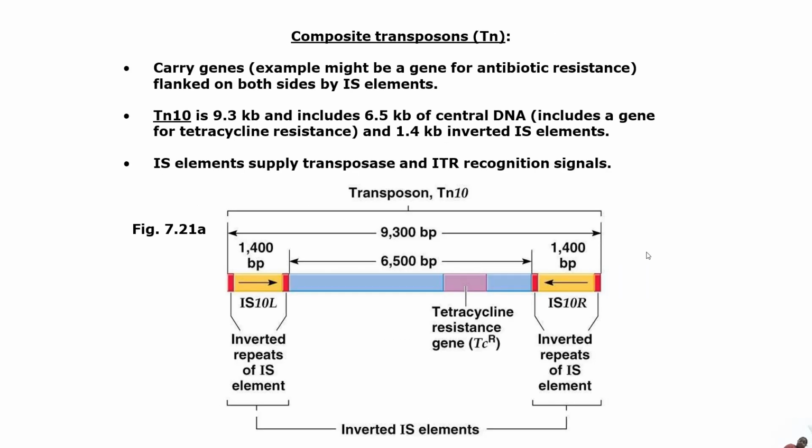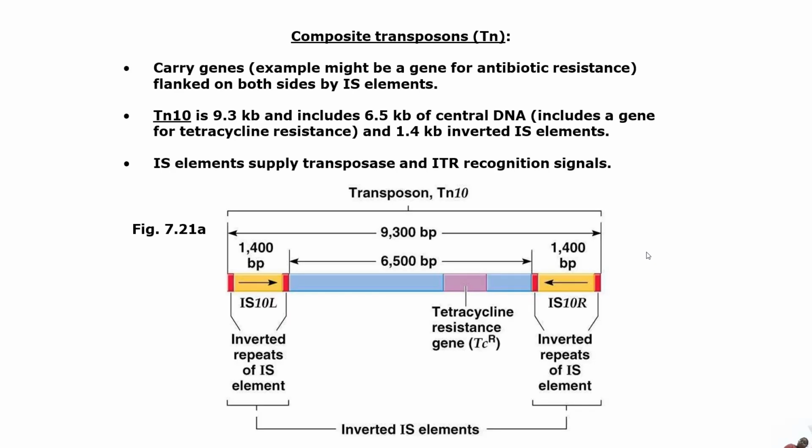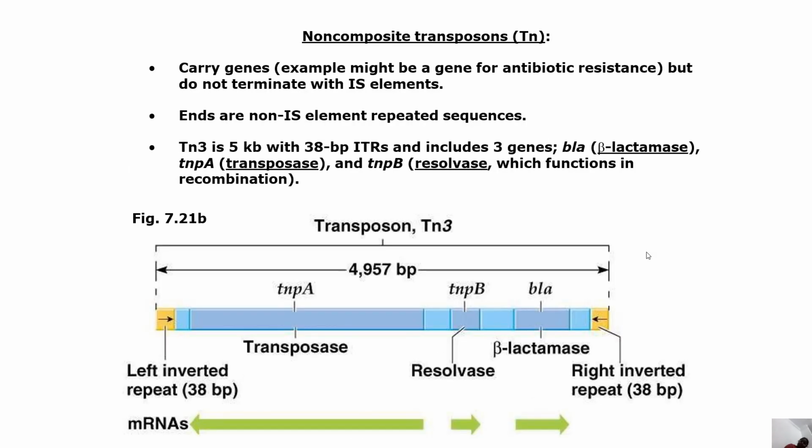Transposons are similar to IS elements, but are more complex structurally and carry additional genes. There are two types of transposons: composite transposons and non-composite transposons. Composite transposons carry genes, for example a gene for antibiotic resistance, flanked on both sides by IS elements. Non-composite transposons also carry genes, for example for antibiotic resistance, but do not terminate with IS elements.